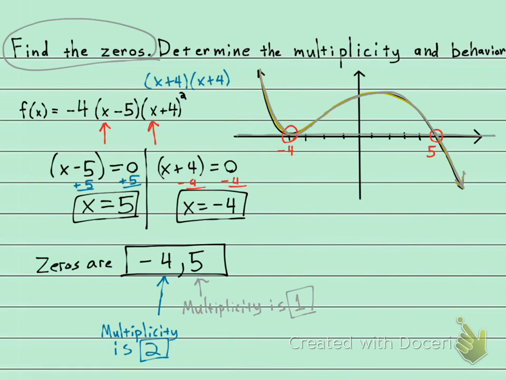Okay, so just to recap, our zeros are where the graph crosses this x-axis. The multiplicity of the zero is how many times it happens. So in this case, it happens once. In this case, it happens twice. And then the behavior is if the multiplicity is even, 2, 4, 6, or 8, it's going to bounce off. And if it's odd, it's going to cross through.